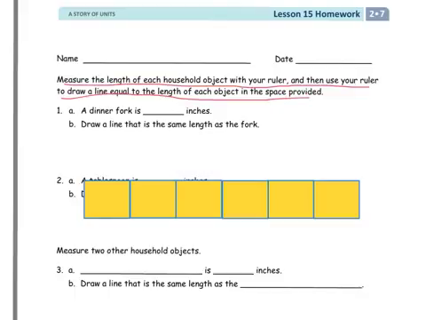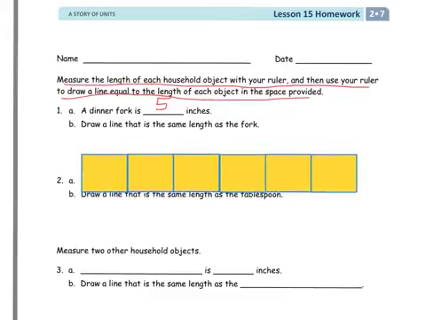So we have a dinner fork, and I know all of these measurements are going to be based around the fork that you used at home or any of these items that you have at home. So your answer is going to be a little different than mine. When I measured, I saw that the one that I measured was 5 inches long. It was a bigger fork. So now I got to draw a line that measures that same length.